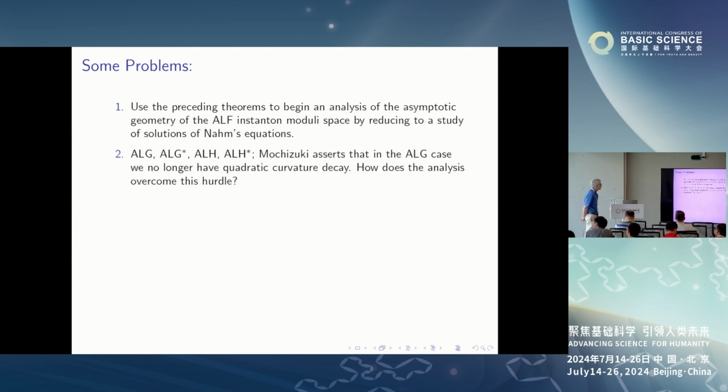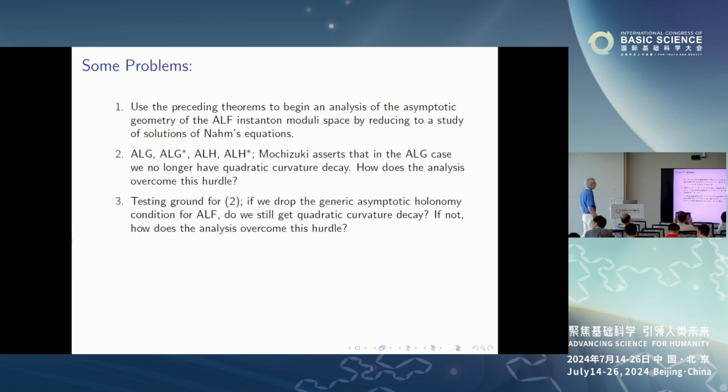Secondly, there's the question of extending this to ALG, ALG star, ALH, ALH star. ALG seems the obvious next thing to hit. Professor Mochizuki tells me, and I'm going to ask him to tell me more about this later, that in the ALG case we no longer have quadratic curvature decay. And from the standpoint of everything I did, quadratic curvature decay played an absolutely essential role, and I wouldn't know how to do anything without that assumption. So the question is, how does the analysis overcome this hurdle in the ALG and ALG star case?